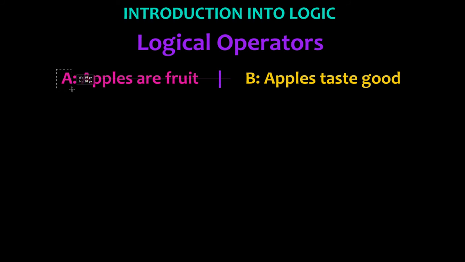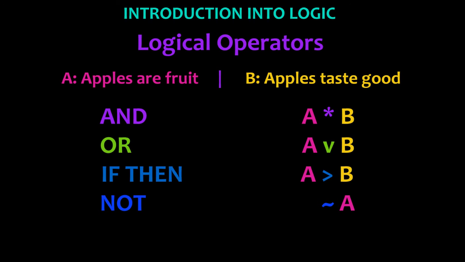So our A portion of the argument will be apples are fruit. The B portion will be apples taste good. Now let's look at some of the most common logical operators.